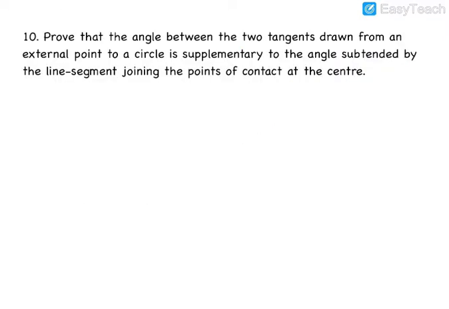Question number 10. Prove that the angle between the two tangents drawn from an external point to a circle. Let's represent this much information given in the question in the form of a figure. So we have a circle and there is an external point. Let's mark the center of the circle as O and the external point as P.